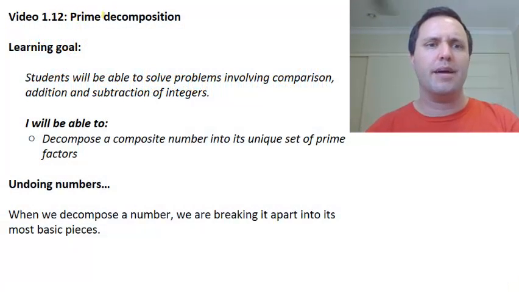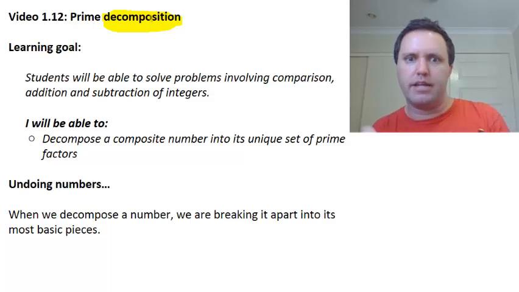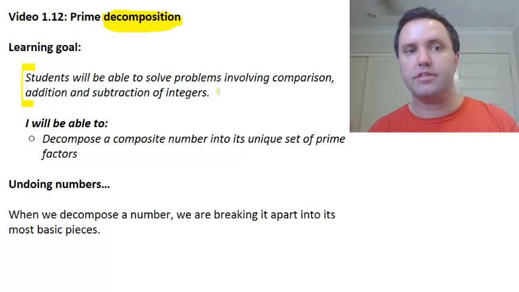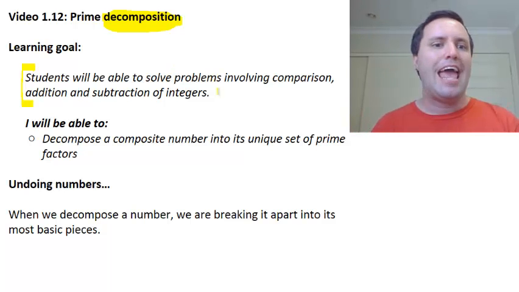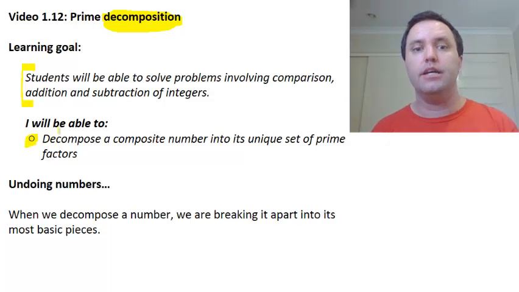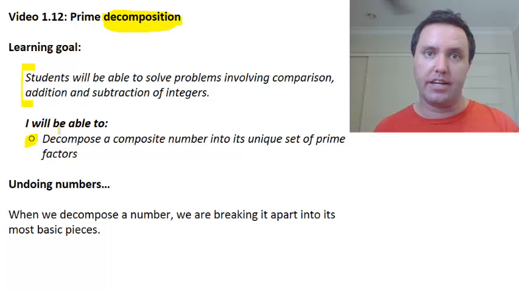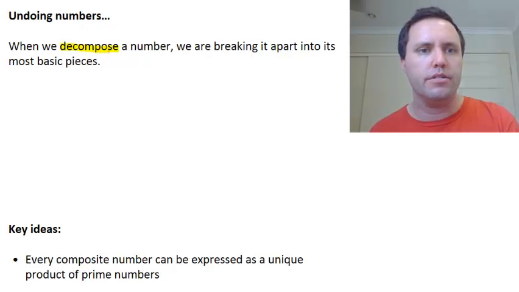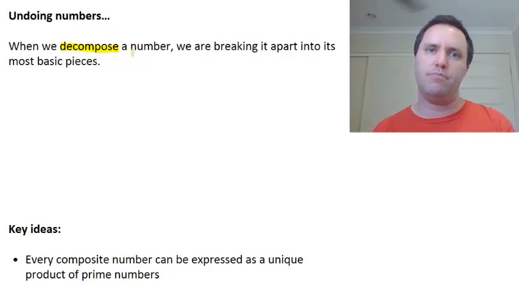We're going to be looking at prime decomposition, which is a long word, but to decompose something, remember, is to break it down to its tiny pieces. Our learning goal is that students be able to solve problems involving comparison, addition, and subtraction of integers, and that you'll be able, at the end of this, to decompose a composite number into its unique set of prime factors. So this idea of undoing numbers. When we decompose a number, we are breaking it apart into its most basic pieces.